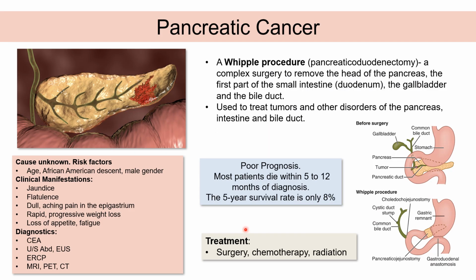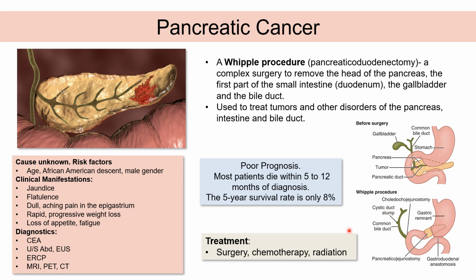Okay, leading us into the next condition, pancreatic cancer. So pancreatic cancer, the cause is unknown. There are a few risk factors: age, African American descent, and being a male. Signs and symptoms: jaundice, flatulence, dull aching pain in the epigastrium, loss of appetite. Those are your diagnostic studies.